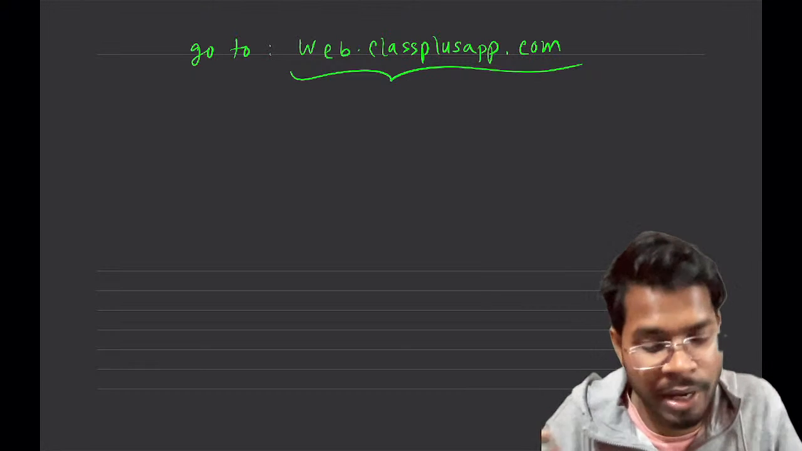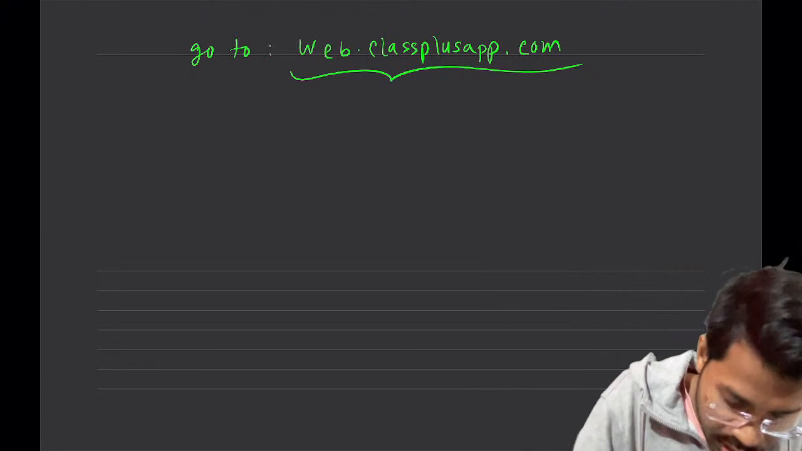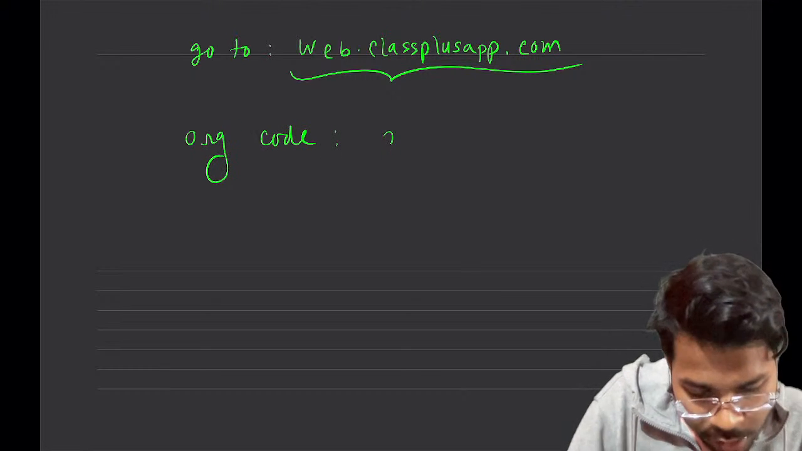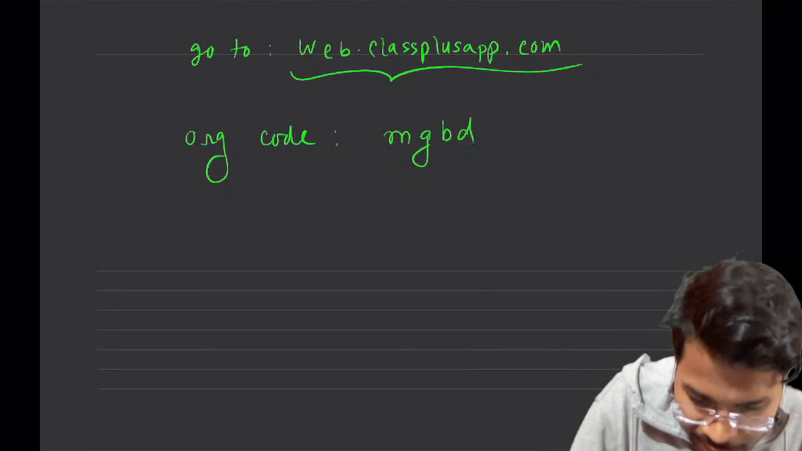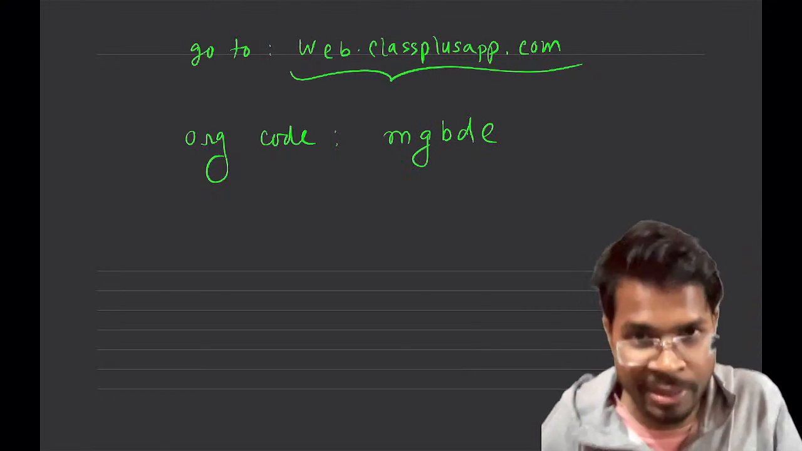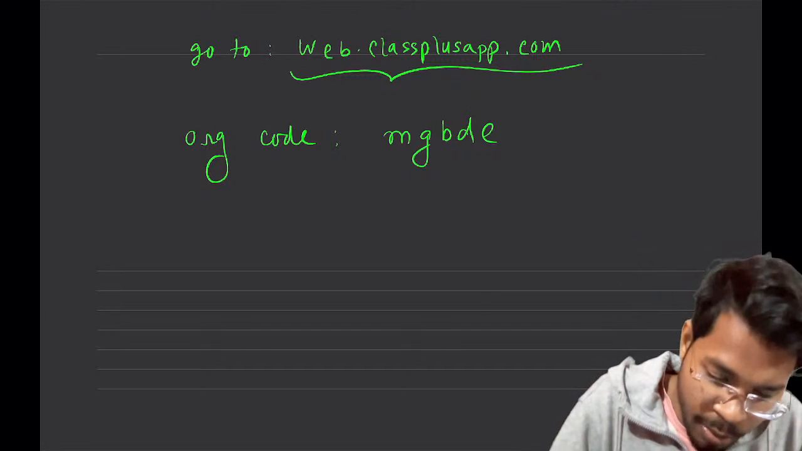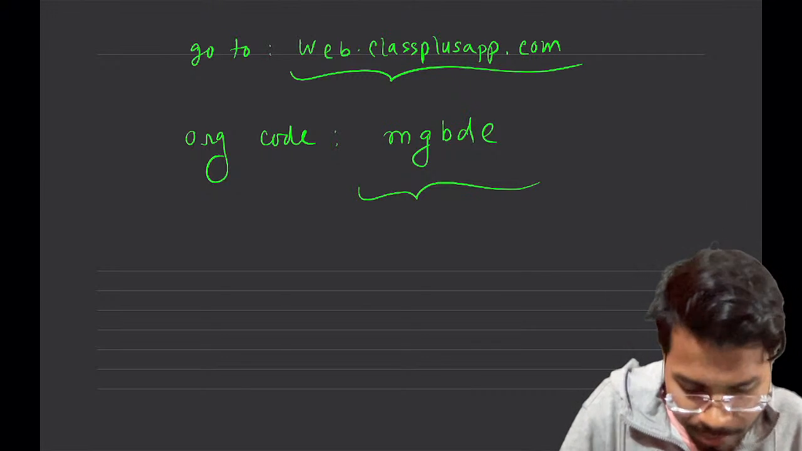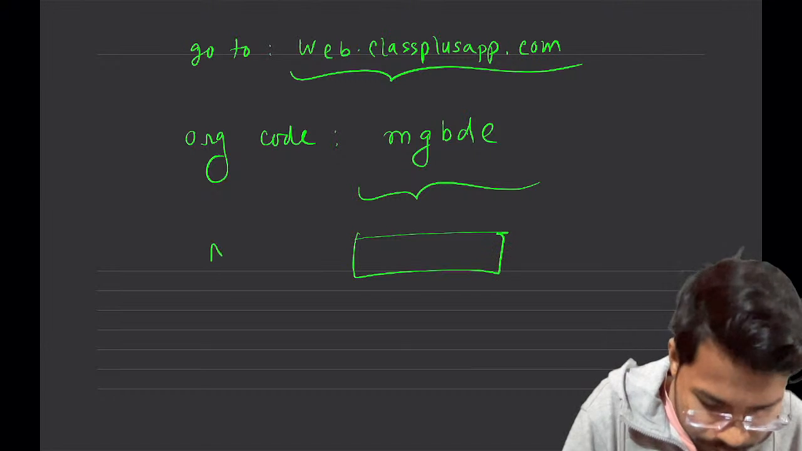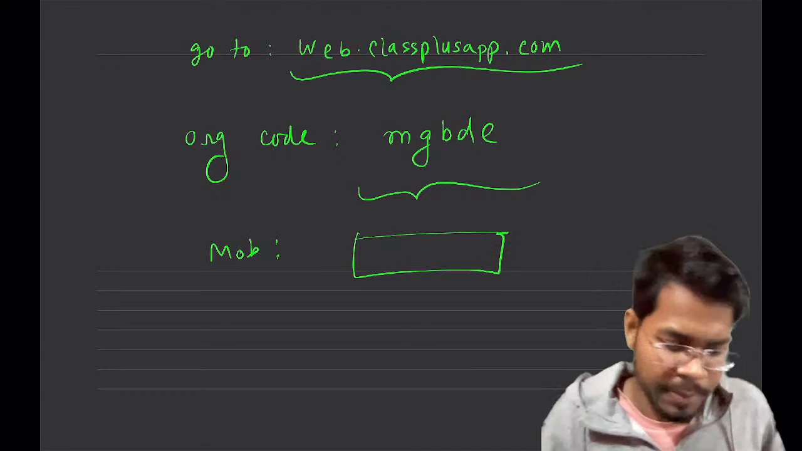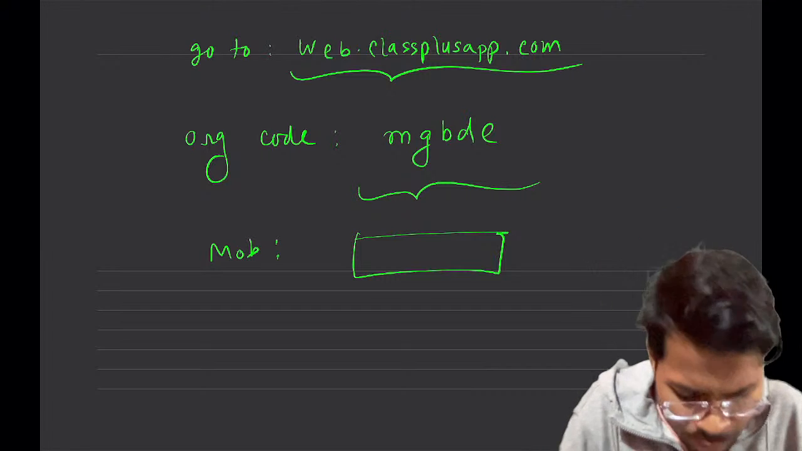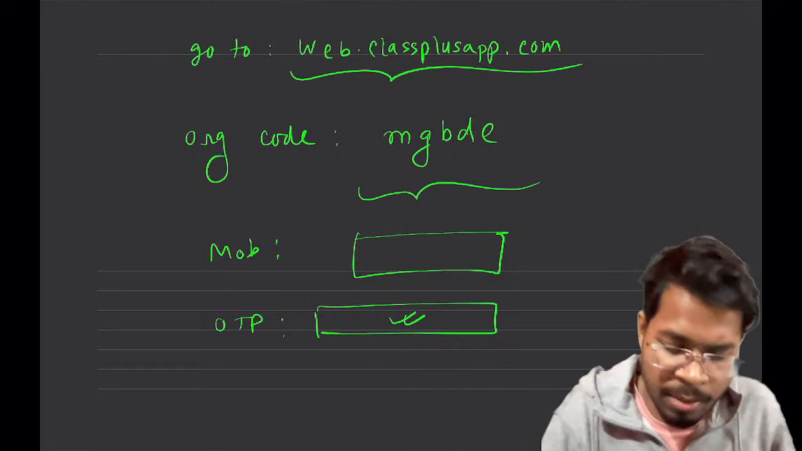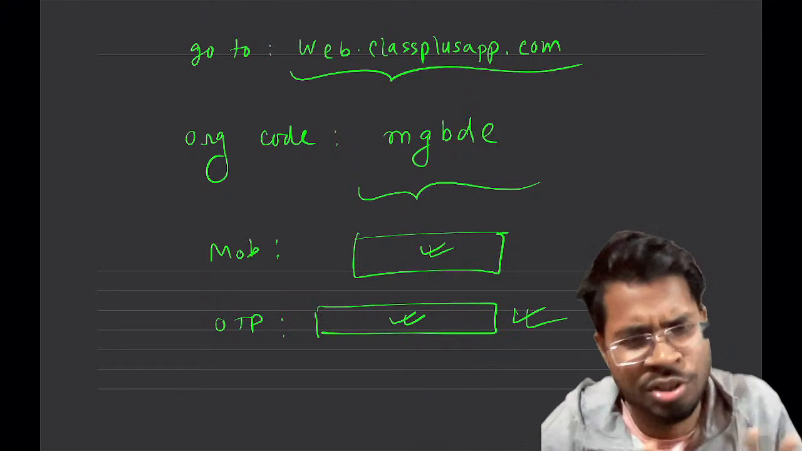Please go to this website through your laptop or PC, not through mobile. Then you will get an option for org code or organization code. In the organization code, put MGBDE. This is my organization code. Then put your mobile number as usual. I am showing you how to do this. You have to do the registration process. You will get an OTP, so put that OTP here. Once you put your mobile number, you will get the OTP, and just put it. Your registration process will be done.